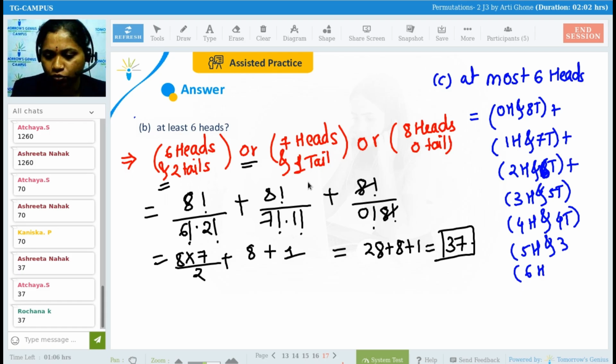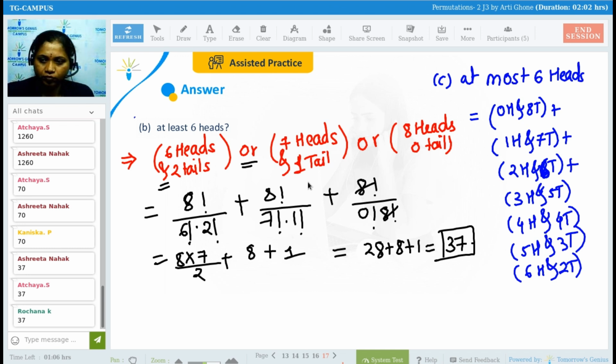Don't do the calculations, it will take time. 3 tails and 6 heads 2 tails. Clear? So this is the case. Now this is the case, no?